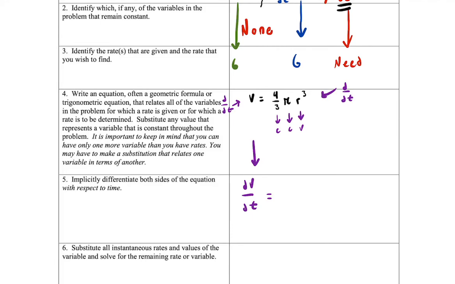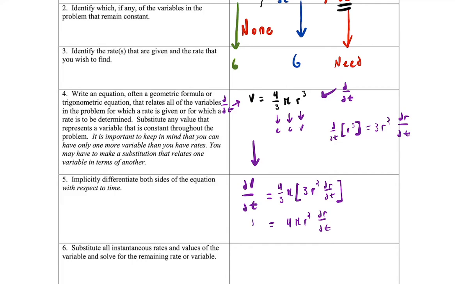And so remember, when we take the derivative with respect to time of r cubed, what we have there is 3r squared dr/dt. And so this is going to be equal to 4/3 pi times 3r squared dr/dt. And so those 3's will cancel, and you'll just be left with 4 pi r squared dr/dt. And so that's what dV/dt is equal to.